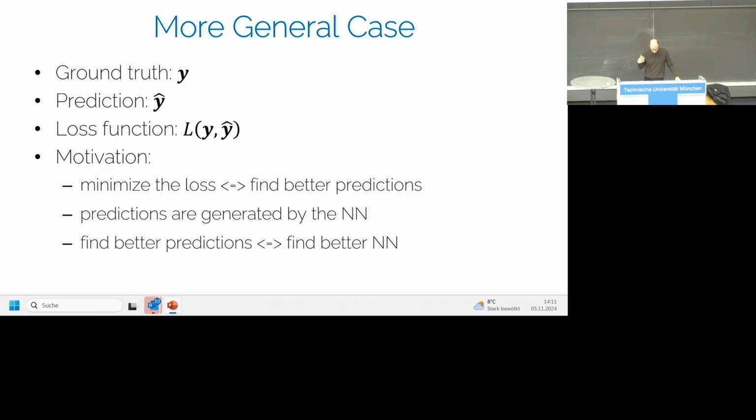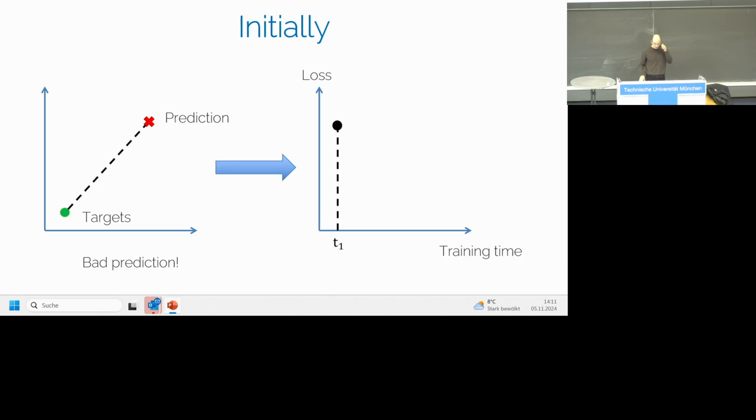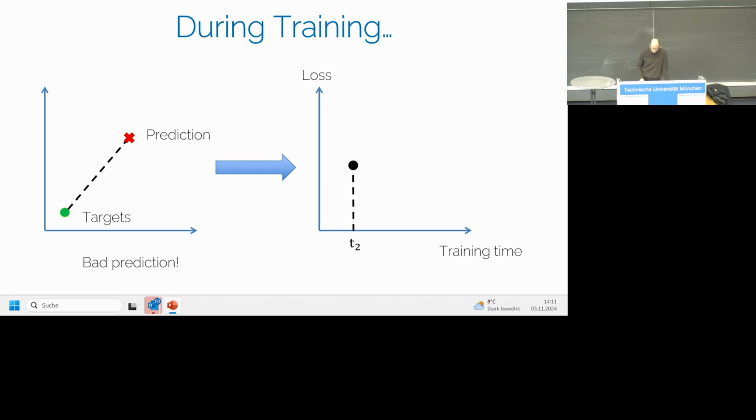And finding better predictions amounts to finding better neural networks. And so the idea is that we initialize a network somehow, we get some prediction that is possibly very bad initially, and that has a fairly high loss, and then with time we train the network, and over training time of the network, the loss gets smaller, the predictions get closer to the desired target.